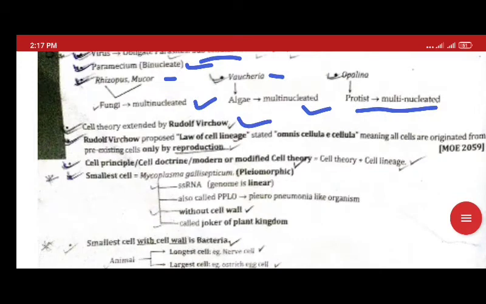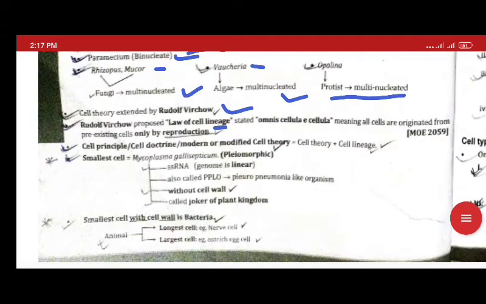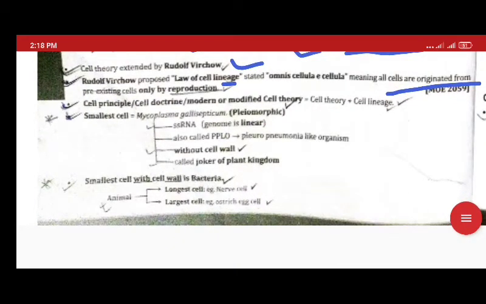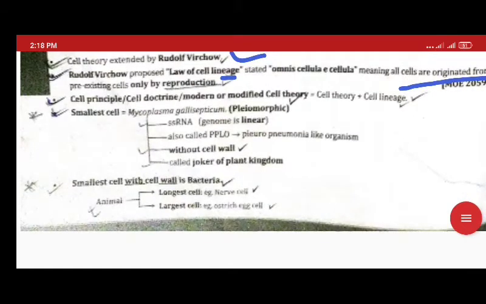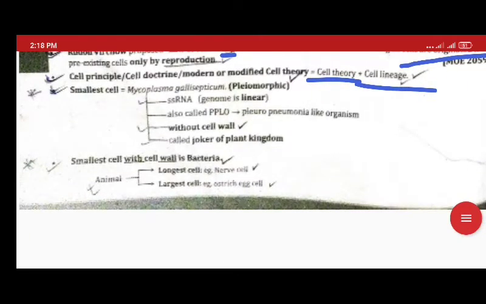Now cell theory was extended by Rudolf Virchow, who gave the law of cell lineage. Cell lineage means how cells develop. He said that cells originate from pre-existing cells, and only by what? Reproduction. Only by reproduction will the cell come out. Now the cell principle, or modern modified cell theory, is cell theory plus cell lineage. So cell lineage is also important.